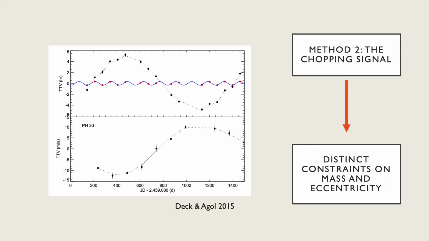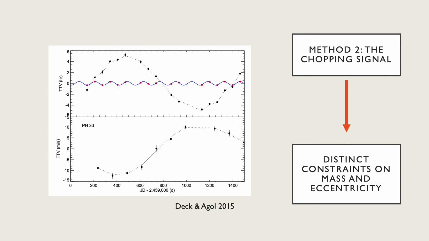So let's summarize that conclusion. The chopping signal, a short period variation in transit time that depends primarily on the planet masses, will give you distinct constraints on mass and eccentricity that you cannot get if you don't have that signal. So if you're trying to do a TTV fit, I highly recommend you check and see if you have the chopping signal present in your data and if your transit precision is good enough that you'll be able to resolve it. There's an expression in Kat Deck's 2015 paper that gives you the expected precision you'll need to constrain the chopping signal for whatever system you have.